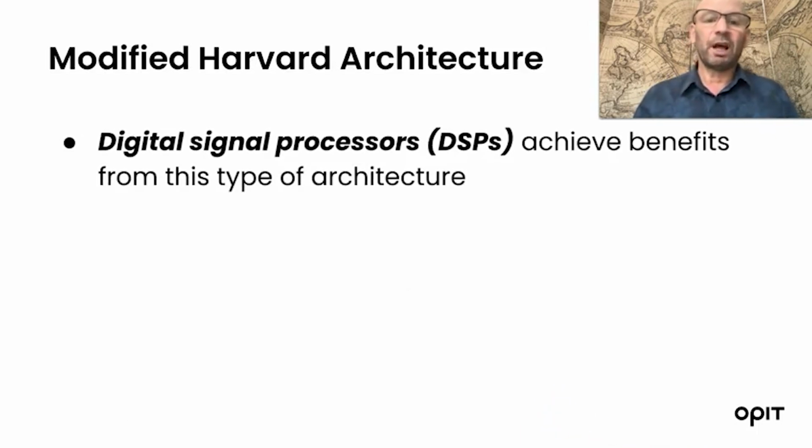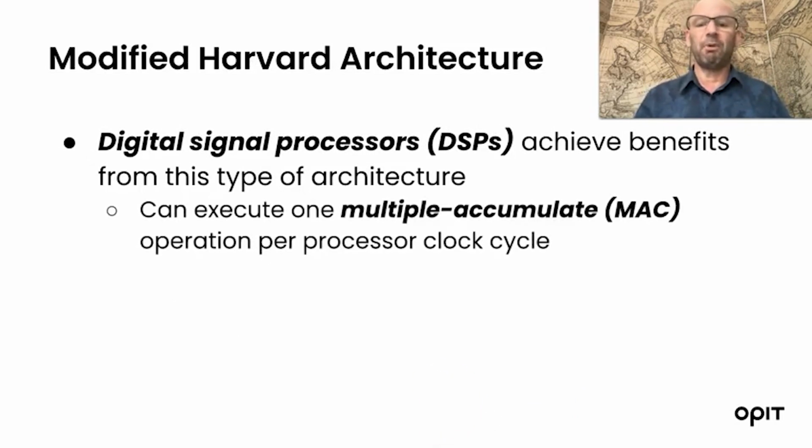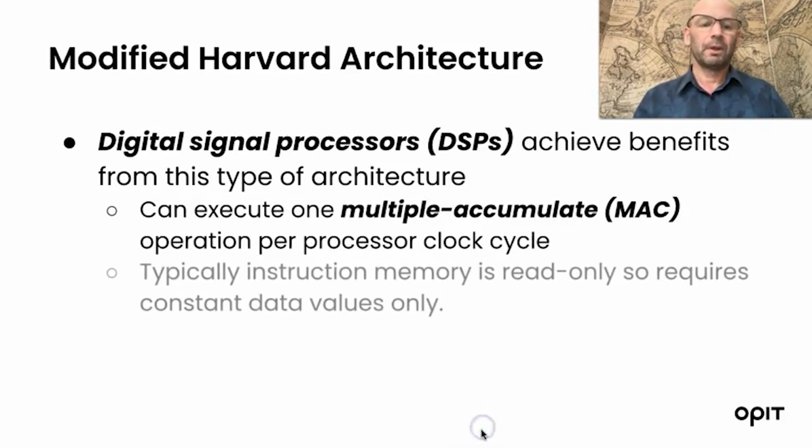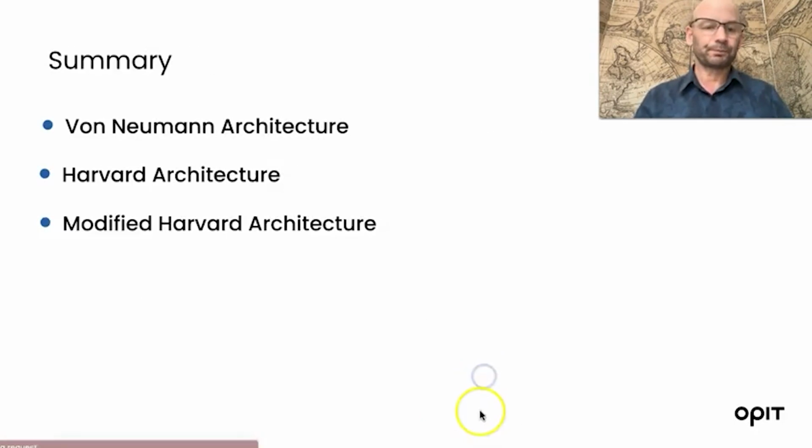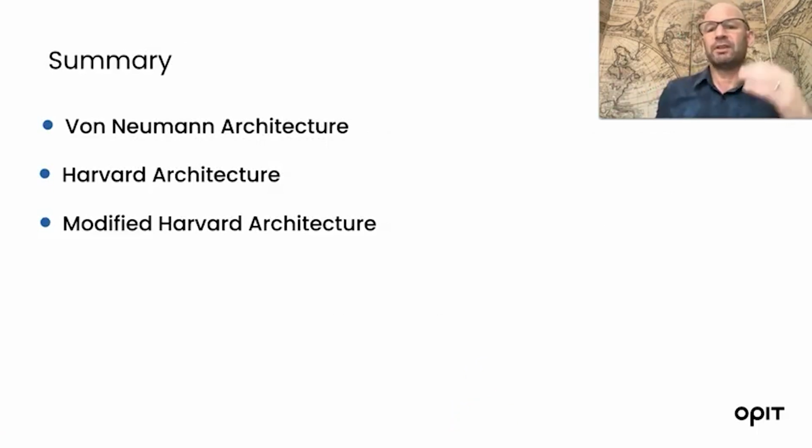Now, digital signal processors, or DSPs, achieve benefits from this type of architecture. So they can execute one multiply accumulate, or one MAC it's called, operation per processor clock cycle. And typically instruction memory is read-only, so requires constant data values only. And that's really all I wanted to talk about today. We're going to go a lot more into cache memory and the different levels of cache memory a little bit further on in this course.